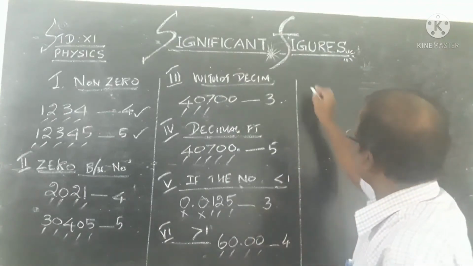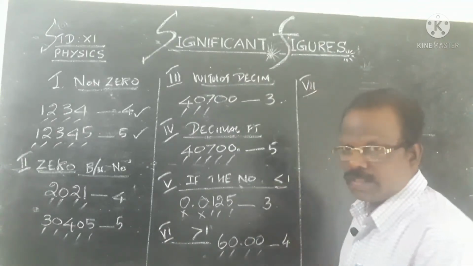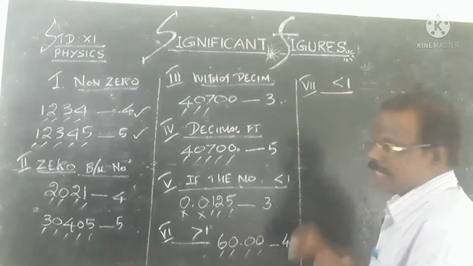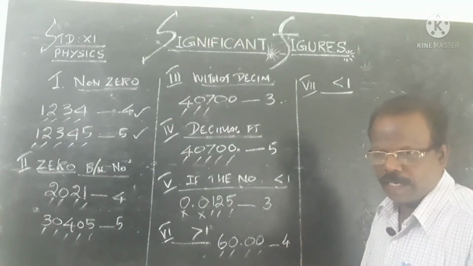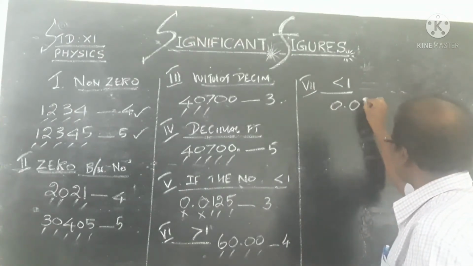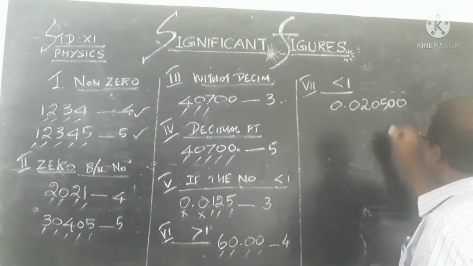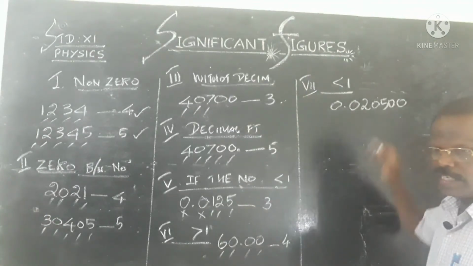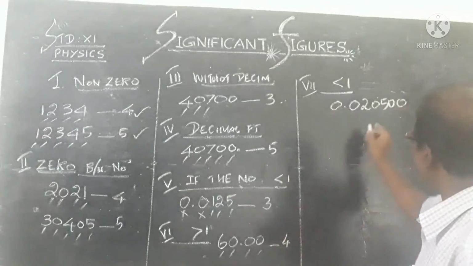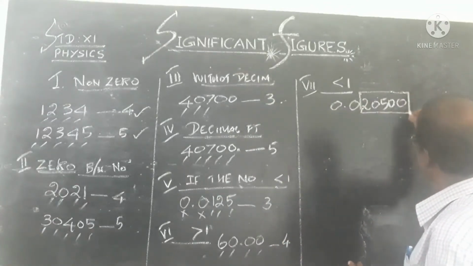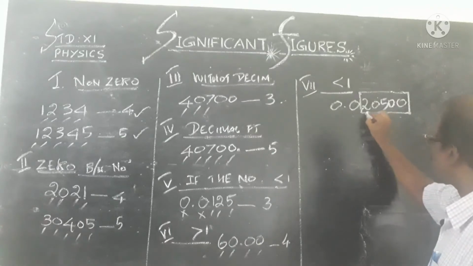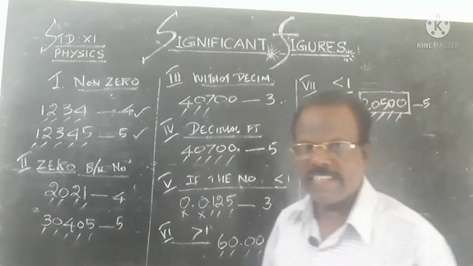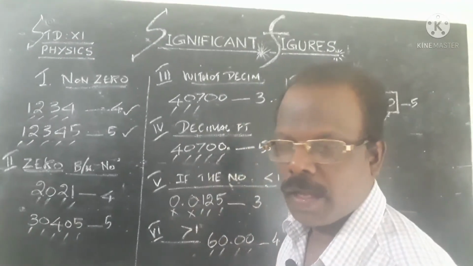Now come to the next one, the seventh rule. The seventh rule is if the number is less than 1. For example, the number is less than 1, with some decimal point. For example, this number is 0.0205000. Please listen here. What is the given number? 0.0205000. For that reason, you have to count these numbers also. Okay, don't count these numbers. You have to count these numbers 1, 2, 3, 4 and 5. So the significant figure is 5. Okay, students, what is the significant figure for this one? The number is 5.